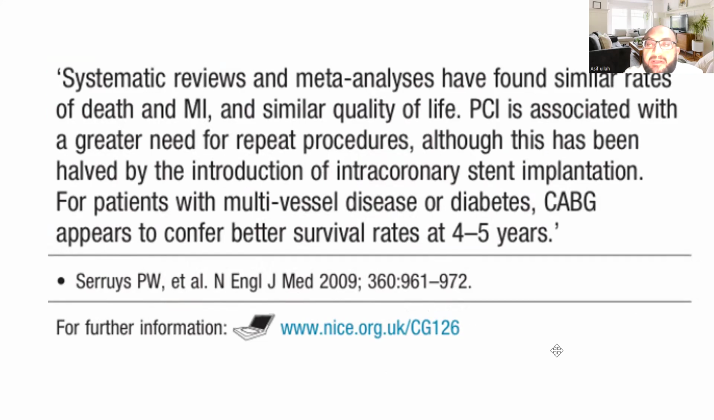Now we come to the major statement of systematic reviews and meta-analysis. Similar rates of death and MI and similar quality of life. PCI is associated with a greater need for repeat procedures, although this has been halved by the introduction of intracoronary stent implantation and newer stents. For patients with multivessel disease or diabetes, coronary artery bypass graft appears to confer better survival at 4 to 5 years.